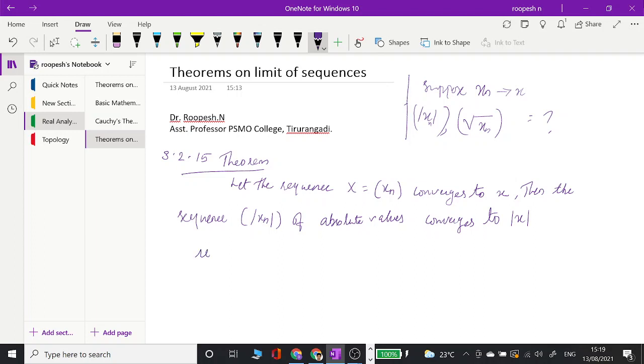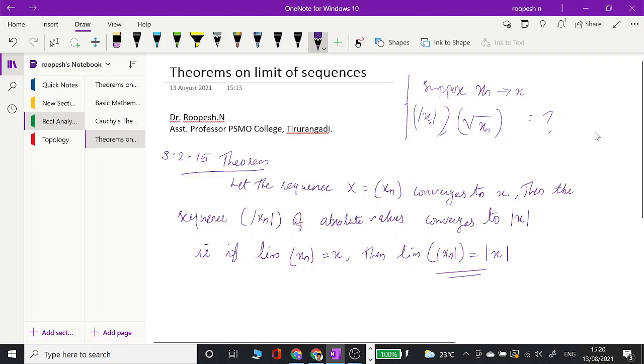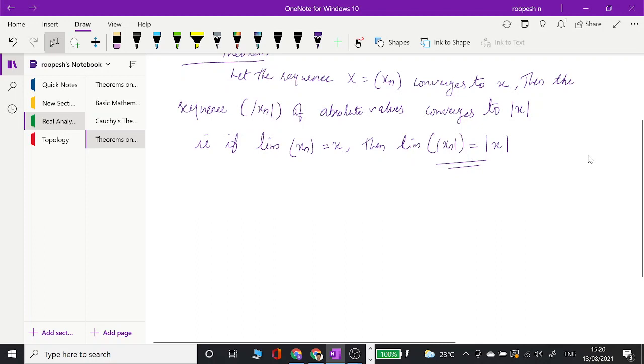That is, if the limit of xn is equal to x, then the limit of modulus of xn is equal to mod x. So this is the thing we want to prove. This can easily be proved by using an inequality, right?